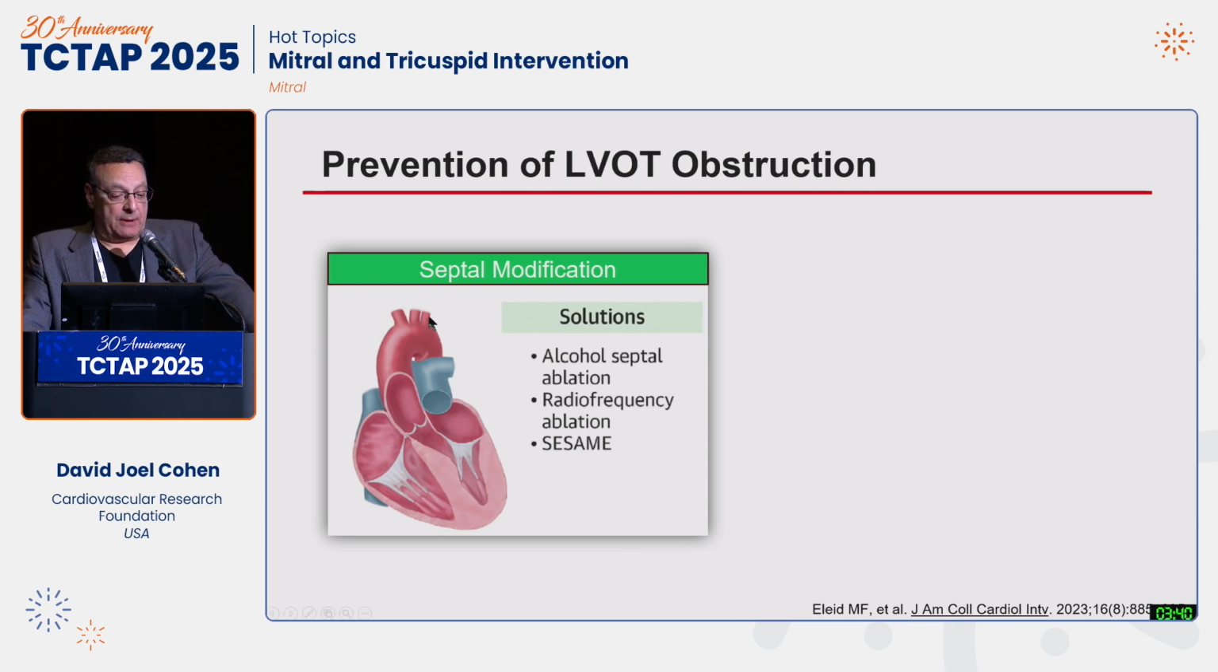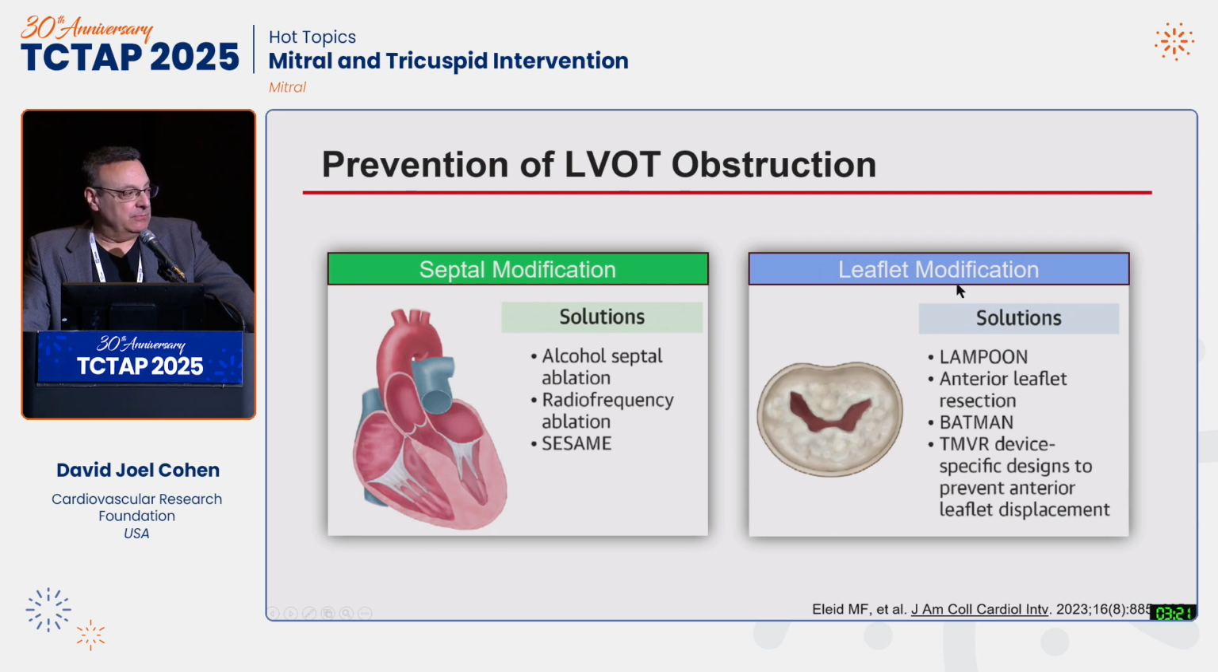One is to change the septum, and the solutions here are things that are going to shrink the septum. So traditionally that has been alcohol septal ablation. In some cases, radiofrequency ablation, although that's got a very high risk of left bundle branch block and pacemaker, and a newer procedure called the SESAME procedure I'm going to highlight in just a moment.